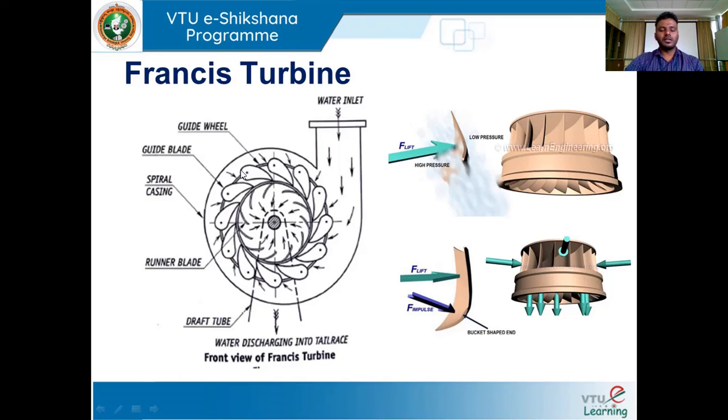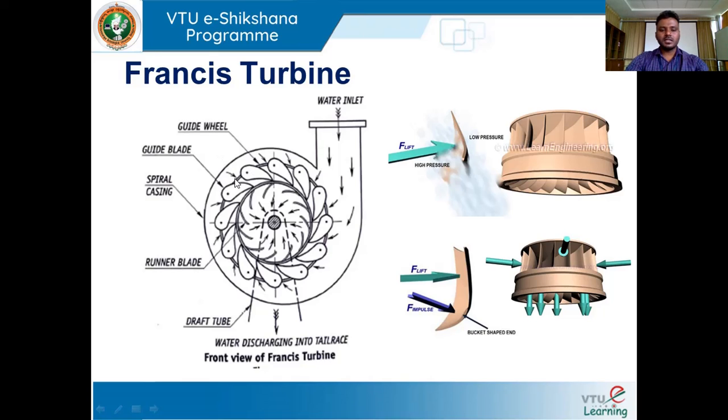Here the angle of the guide blade can be adjusted to meet the power requirements. That means the maximum flow rate can be obtained by completely opening up this region, by placing this guide blade at a maximum angle position. Thereby we can control the flow rate as per the demand.